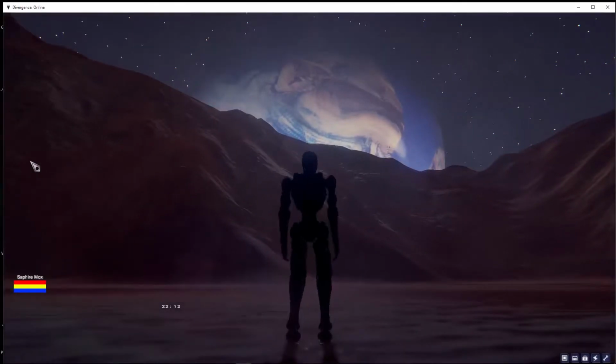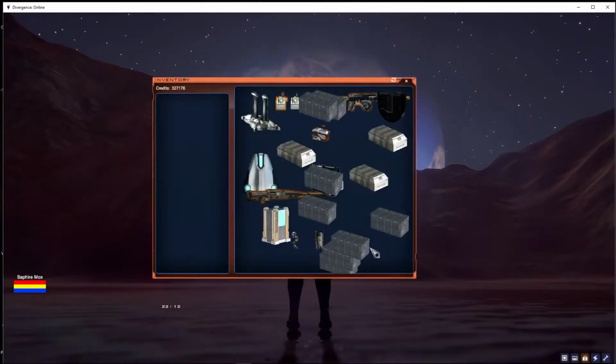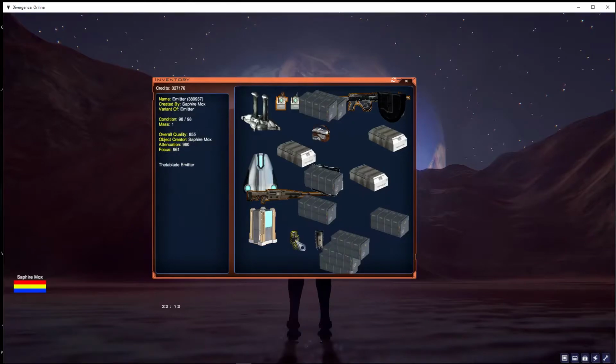Oh, look at that. That's beautiful. Alright, so without further ado, let's take a look at my cluttered inventory here. Right now, I've already crafted two components. We have an emitter. As you can see, overall quality 855, attenuation 980, and focus 961.